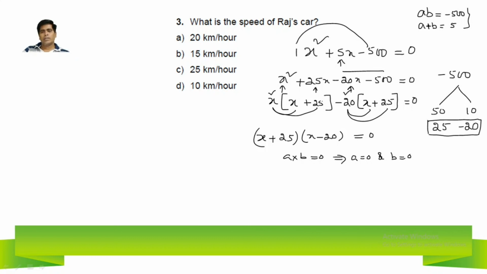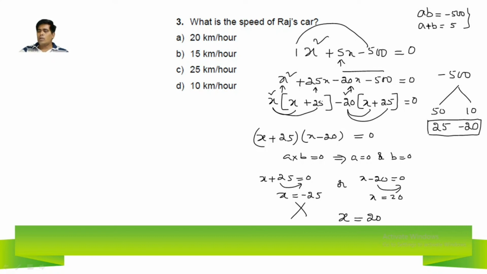So I am equating x plus 25 is equal to 0. So what I'm getting is the value x is equal to minus 25, or x minus 20 is equal to 0. So minus 20, if I move that side, x is equal to 20. So I got the values minus 25 and 20. But we can neglect one of the values here, minus 25. Why? Because the speed cannot be negative. The speed cannot be negative. So clearly the value of x is how much? 20.